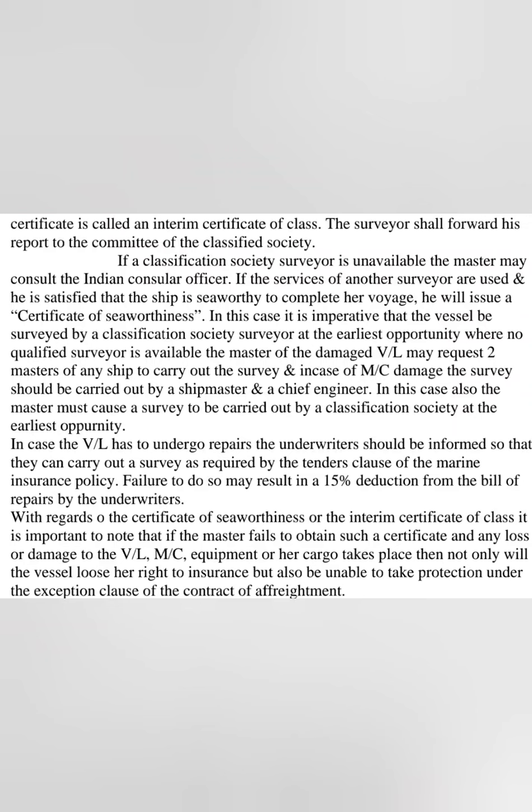With regard to the certificate of seaworthiness or interim certificate of class, it is important to note that if the master fails to obtain such a certificate and any loss or damage to the vessel, machinery, equipment, or her cargo takes place, then not only will the vessel lose her right to insurance, but will also be unable to take protection under the exception clause of the contract of affreightment.